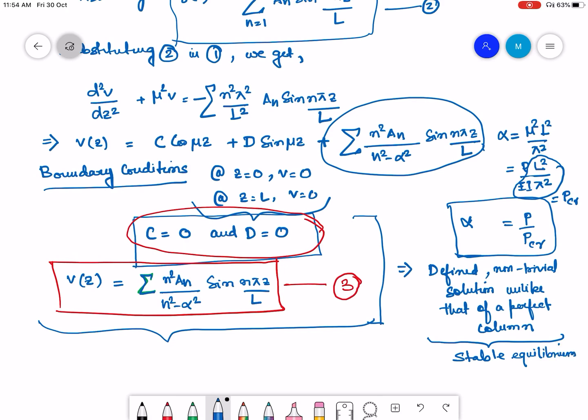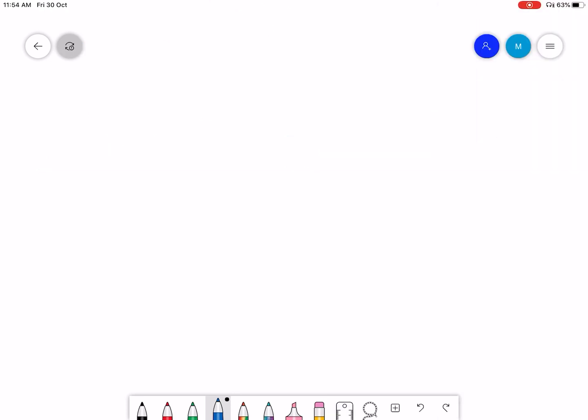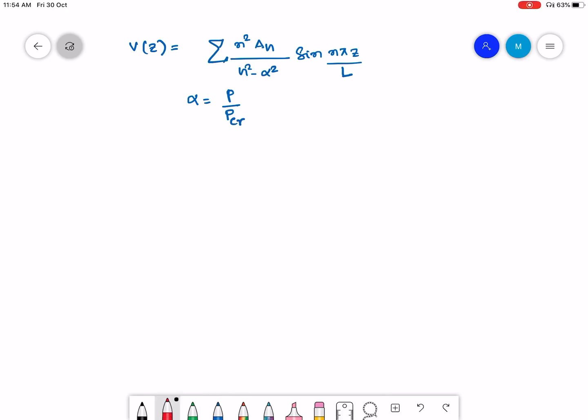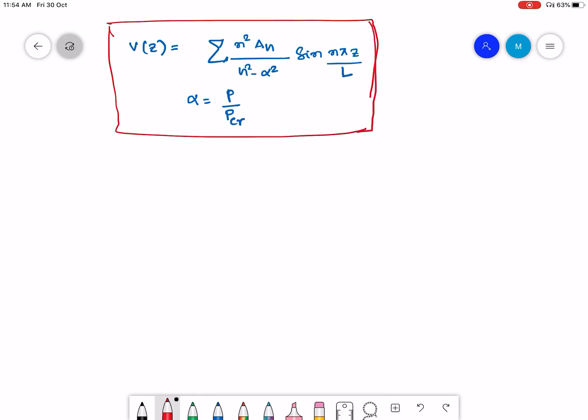So let us clean the board and try to analyze the solution further. Let me again write down the solution, which is Vz is... okay, so this is the solution that I have got. Now let us take the case when P is approaching P critical, so alpha is approaching 1.